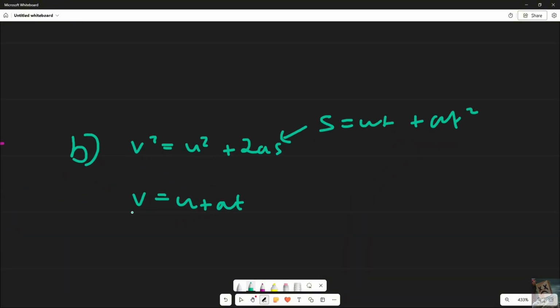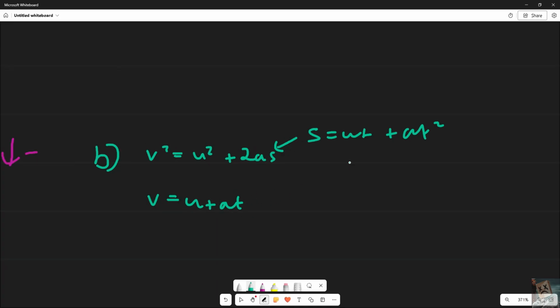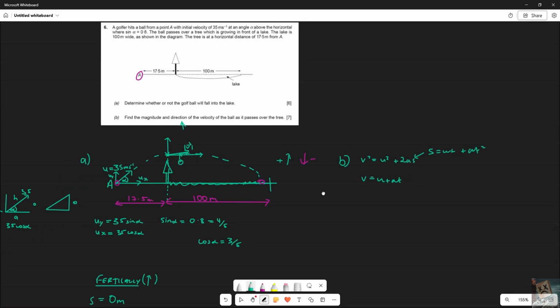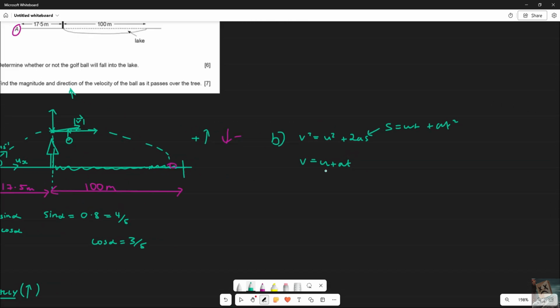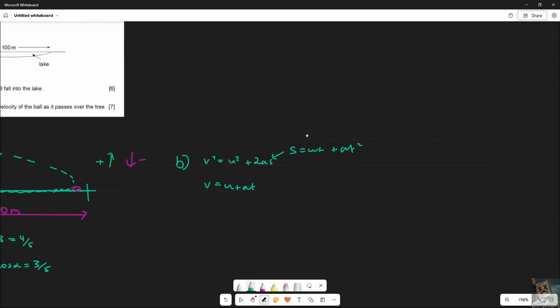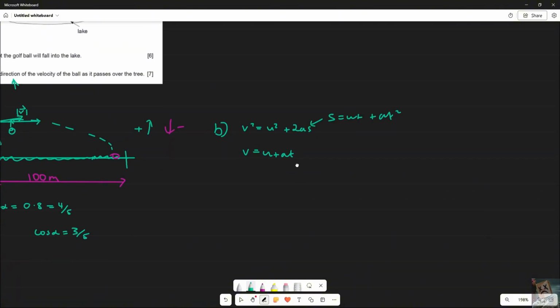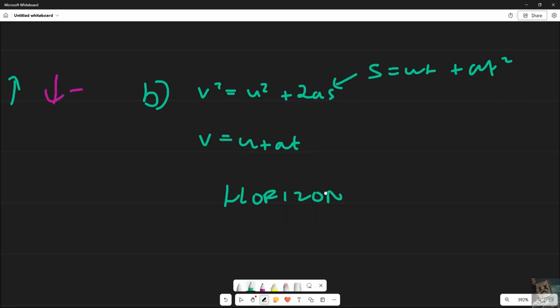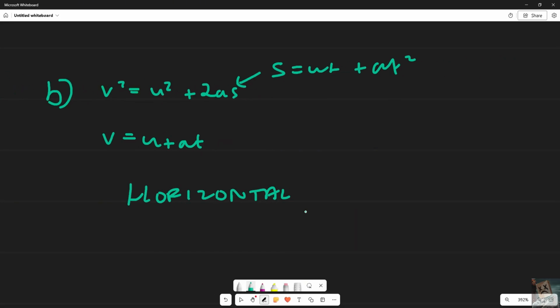So what we should do is use this one and figure out this time, and then just put it into this, because we'd have to find out the time anyway to find the displacement. To find the time vertically, we need to use this or this, but we don't know v and we don't know s. So if we try horizontally, with to the right as our positive direction.